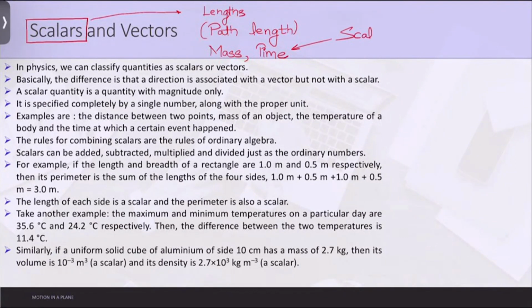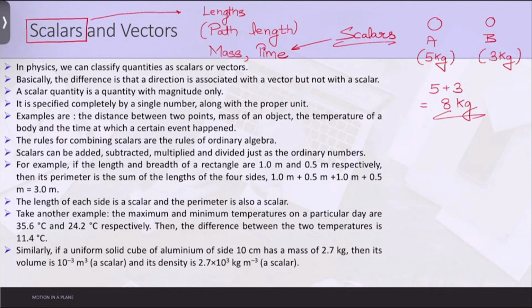So these are all nothing but scalars. What is the meaning of scalar? I will put an example. Let's say I have an object A and an object B. The mass of this is 5 kgs. The mass of this is, let's say, 3 kgs. What if I say please tell me the total mass of both objects? You will use a simple algebraic operation, and you will find the answer is equal to 8 kgs. This is the basic example of how we use scalars. So scalars are those quantities which have only magnitude.